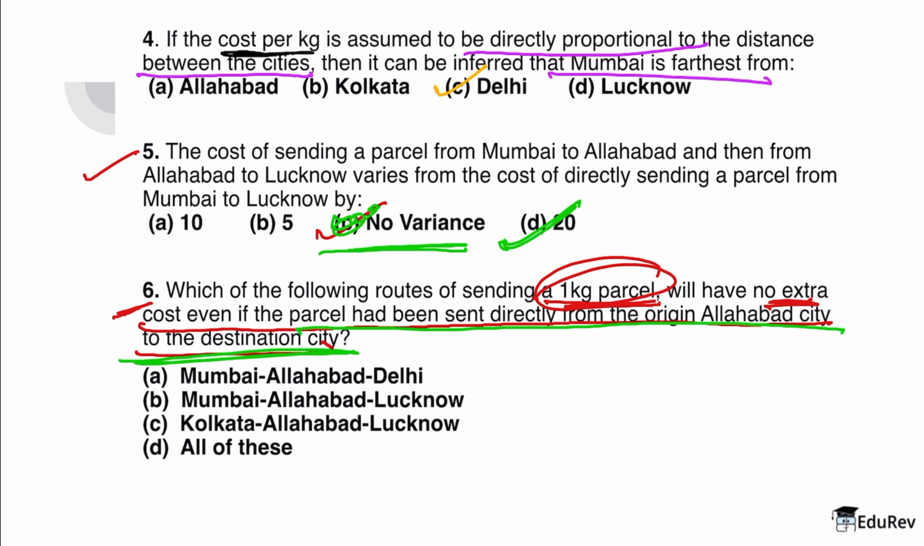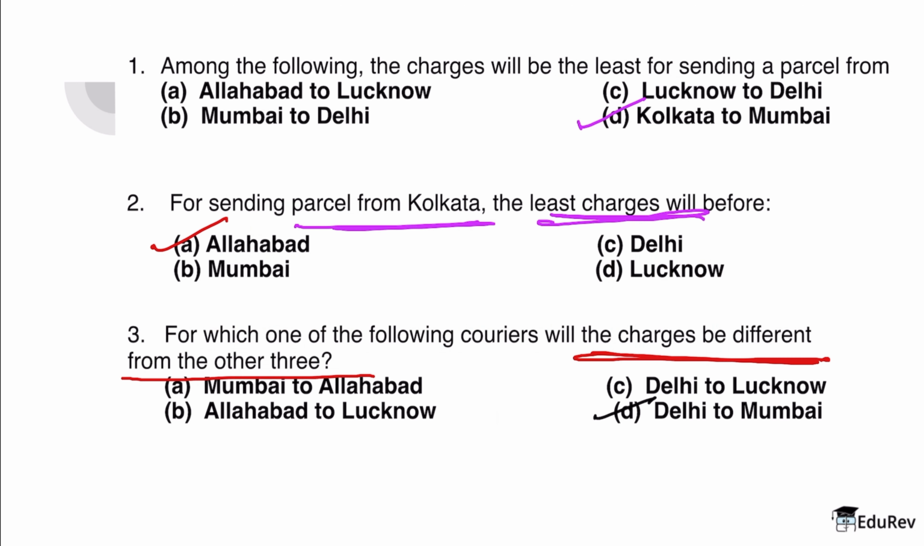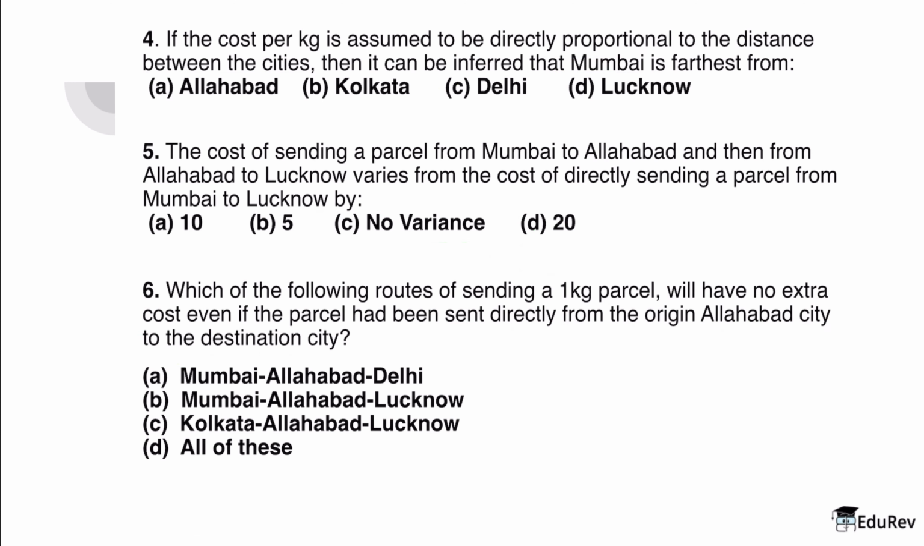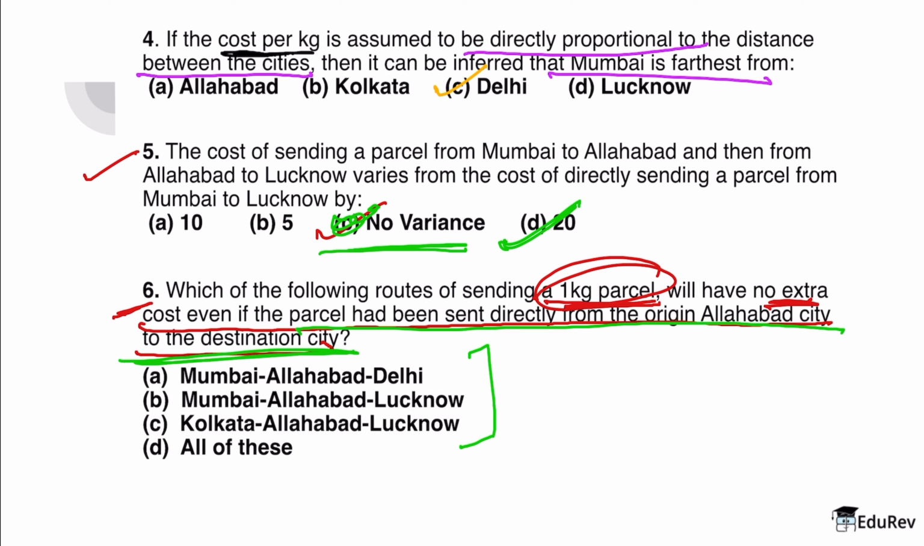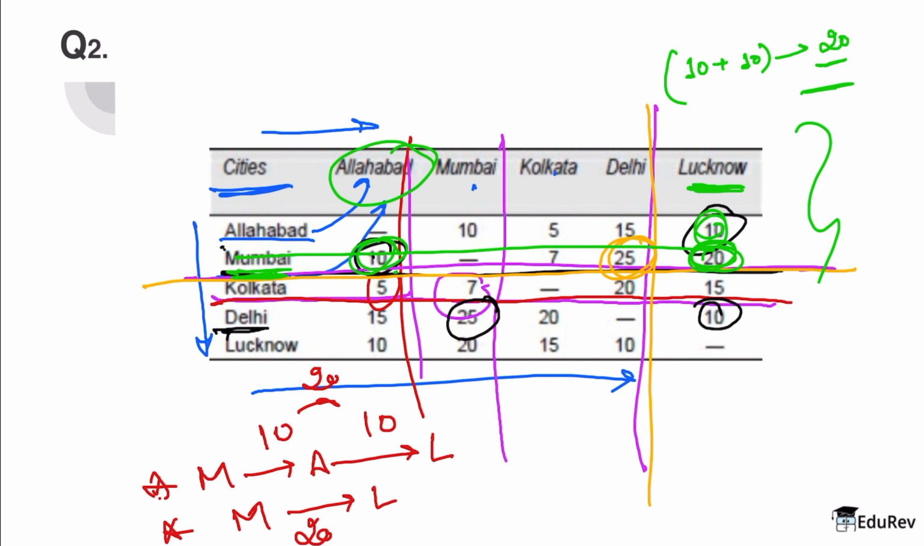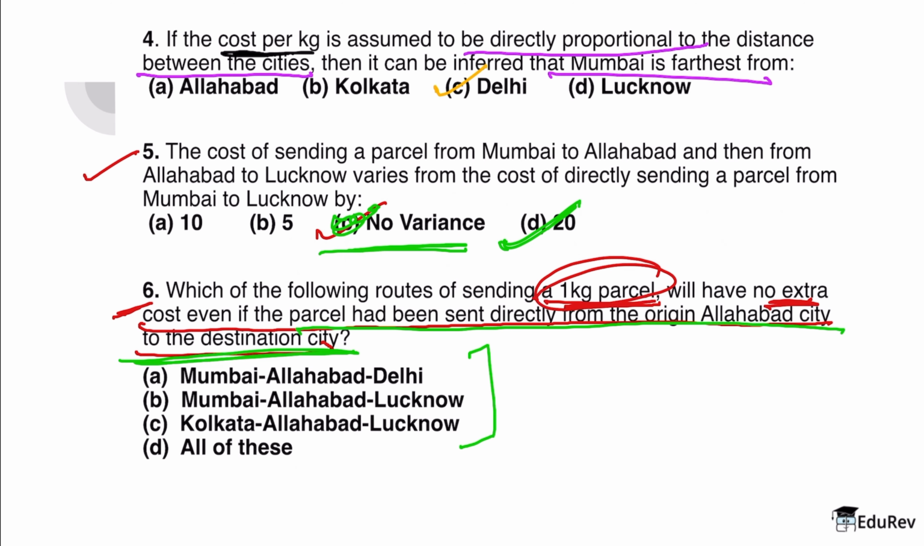Now it can be seen that there is no variance of cost in either of these three cases. If I say Mumbai to Allahabad and Delhi, Mumbai to Allahabad and Lucknow, and Kolkata, Allahabad and Lucknow, then there is no variance. There is no variance in the three cases. That means all of this is the answer.